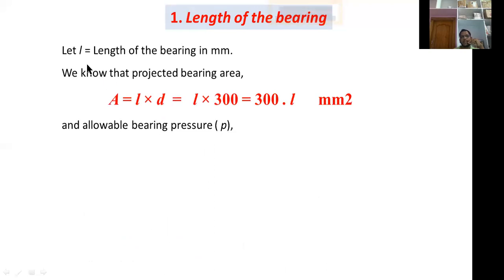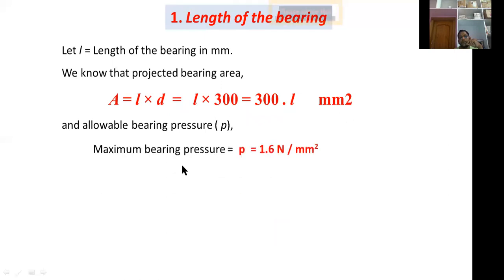Here let L equal the length of the bearing in mm. We know that the projected area equals the length of the bearing times the diameter of the shaft. By using this relation, you have to find the value of length. Here L is not given, so we have to find that value, and the diameter of the shaft is given, that is D equal to 300 mm. So substitute this value, and finally you get area equal to 300 into L, in mm square.